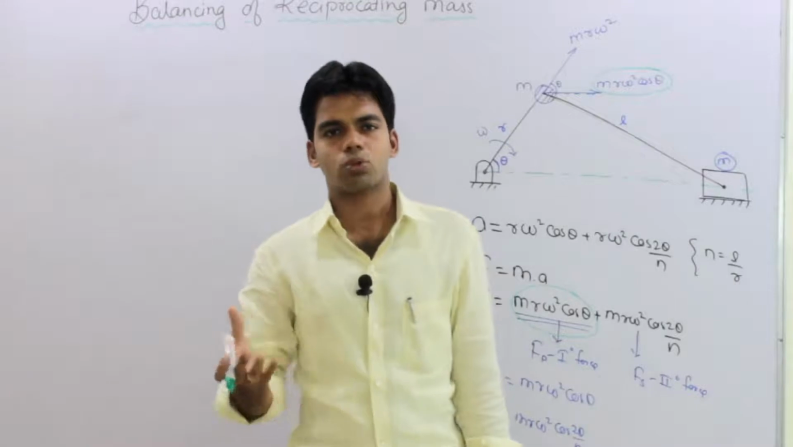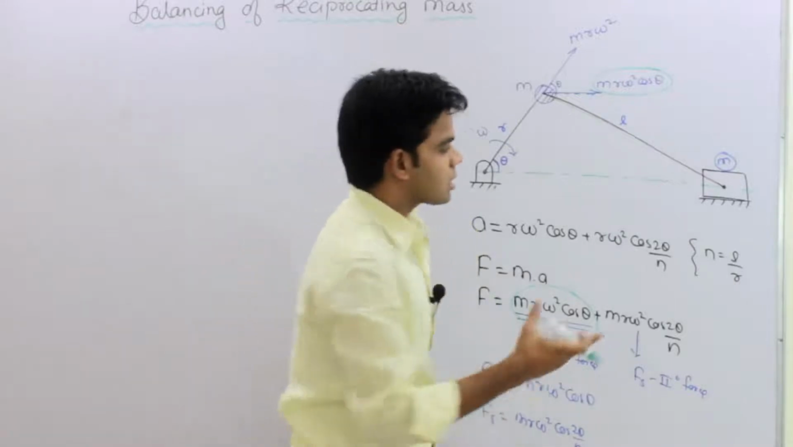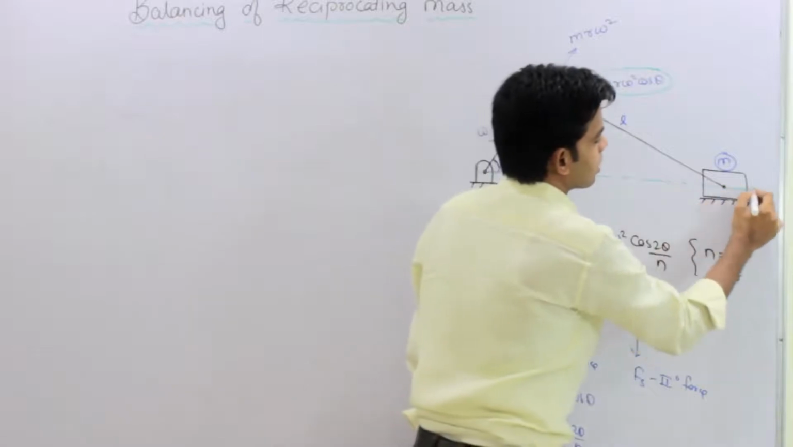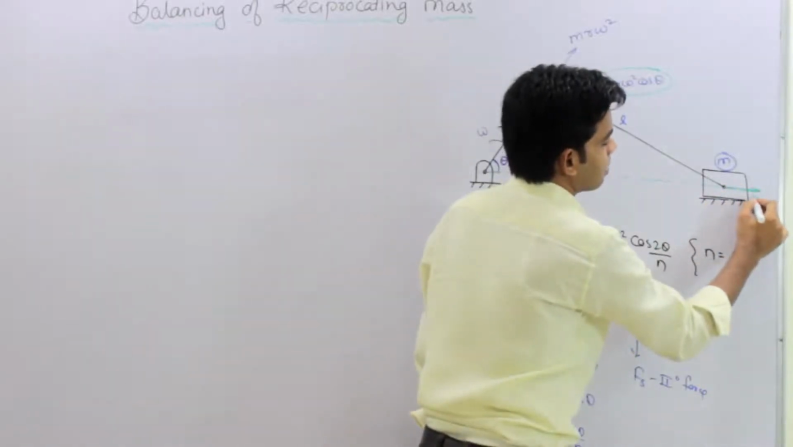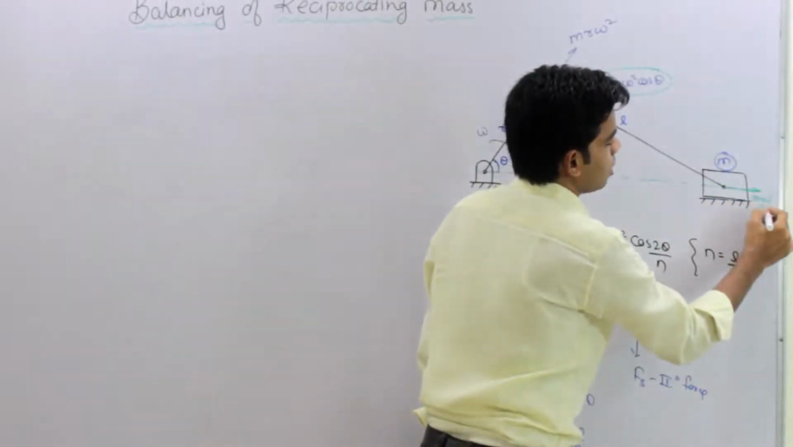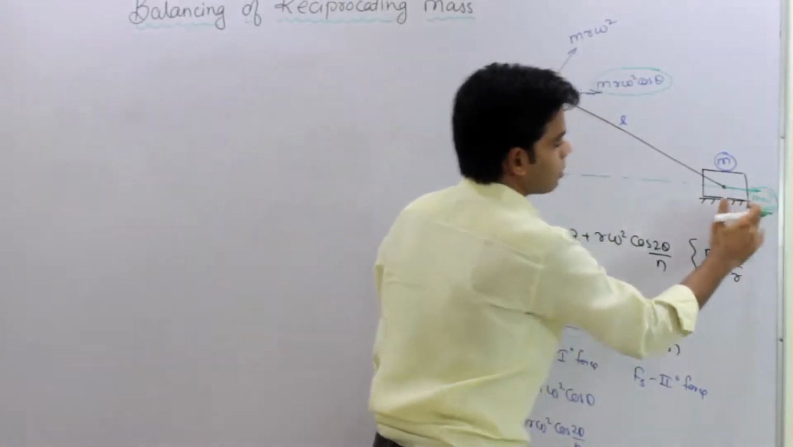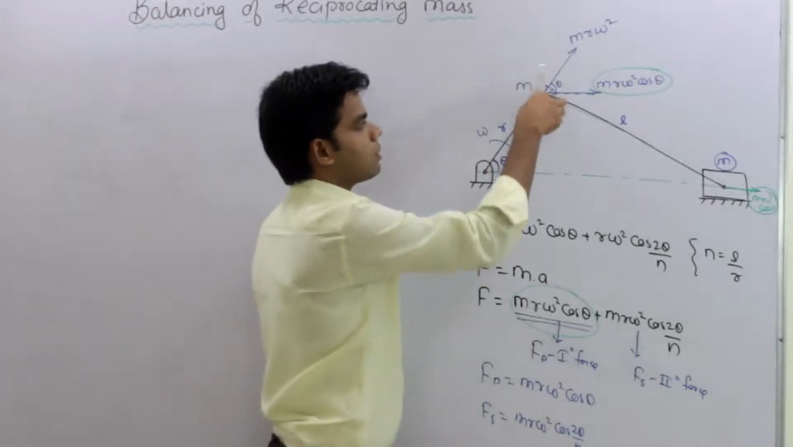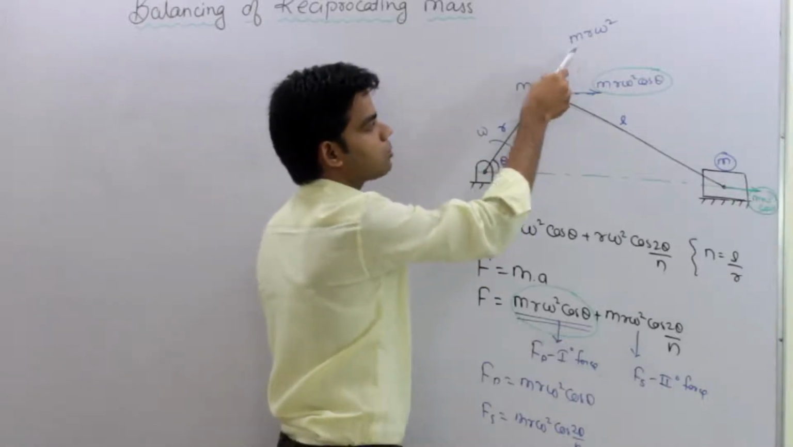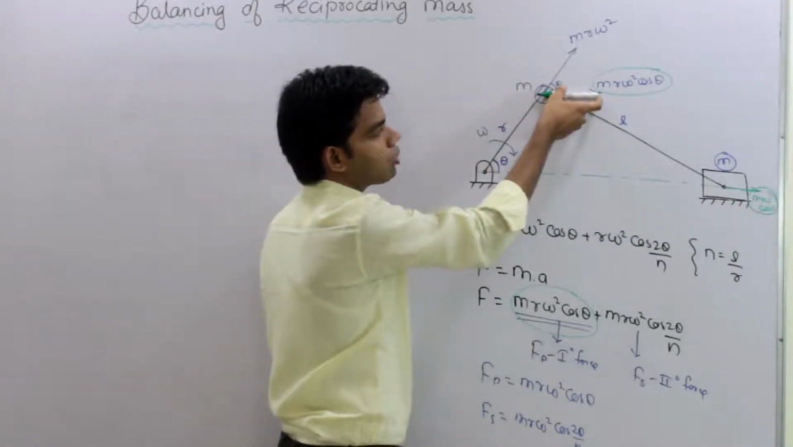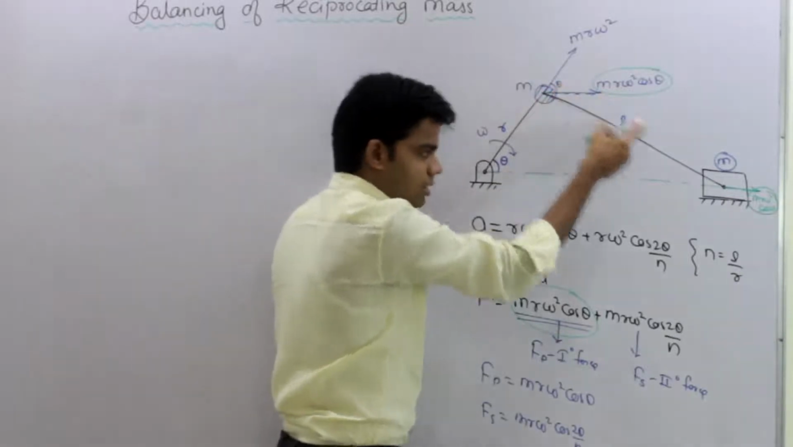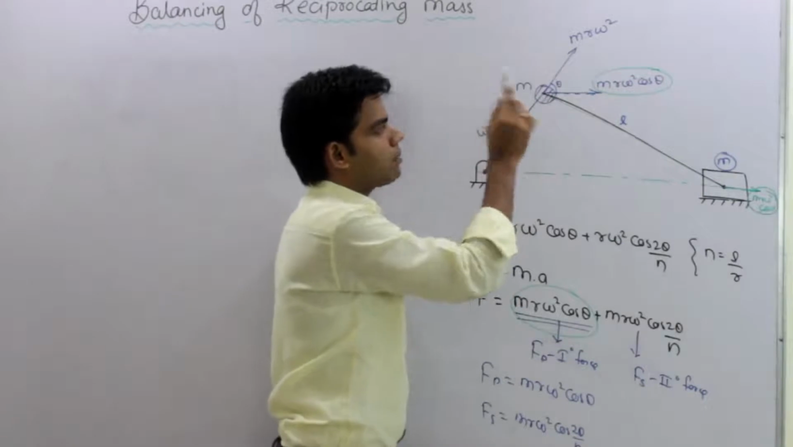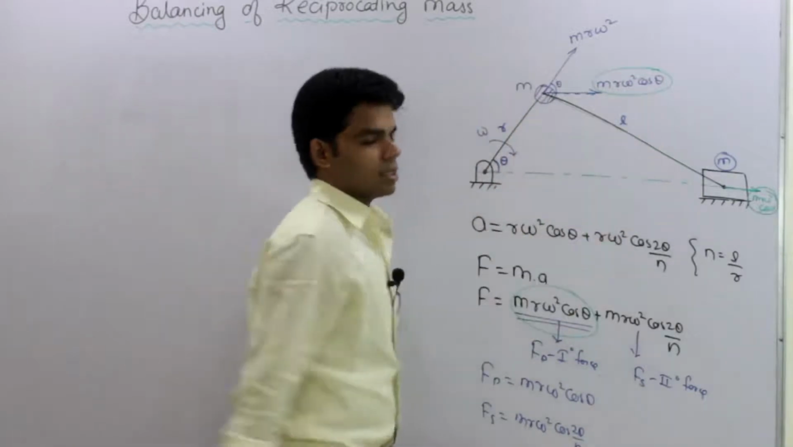So what are we doing? We are balancing it indirectly. How? Because the component of this reciprocating force, again in this direction, is equal to the primary force, mr omega square cos theta. Instead of balancing this particular component, I can assume one mass m here, so it will produce the force component mr omega square cos theta, which is the same as this component. So if I balance this particular mass here, automatically this will be balanced.